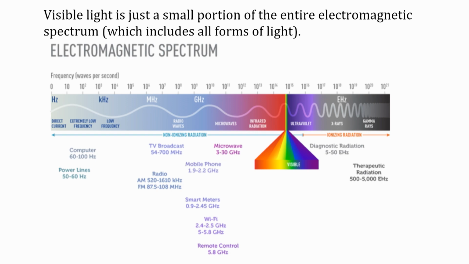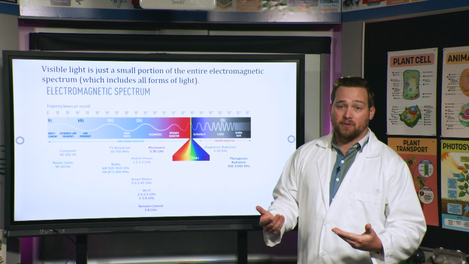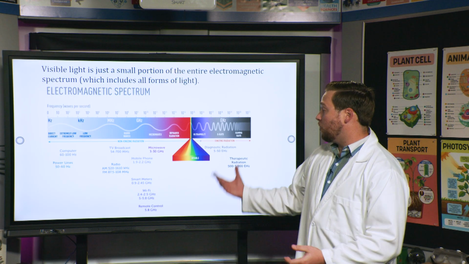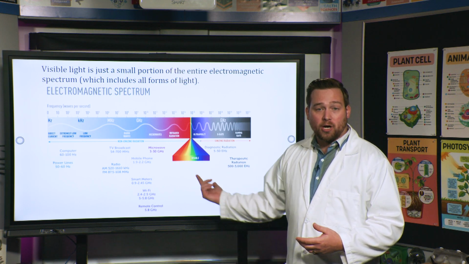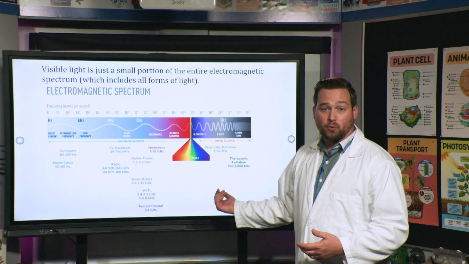All of that stuff is on this electromagnetic spectrum. And just a very, very small part of this spectrum, your eyes have developed to be able to see. And we call that visible light. Now, all of this light, you'll see a lot of different colors here, right? This is like all the colors of the rainbow.